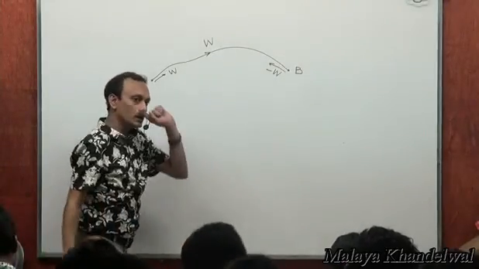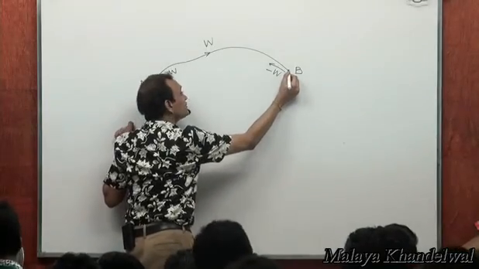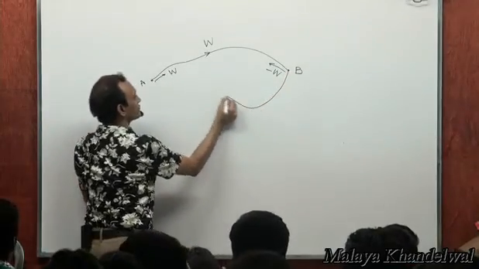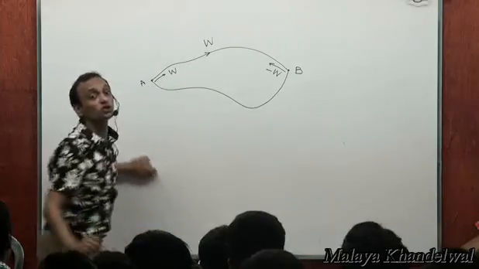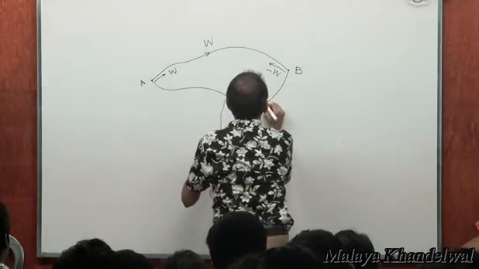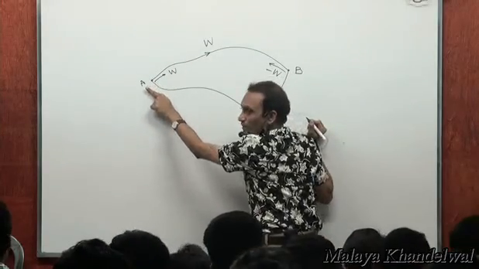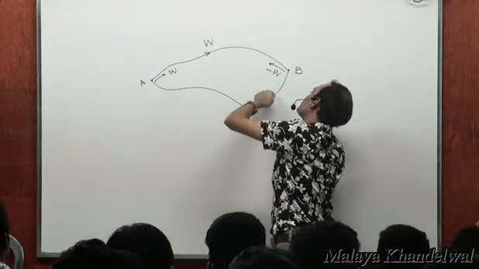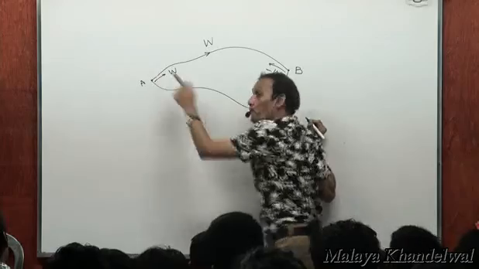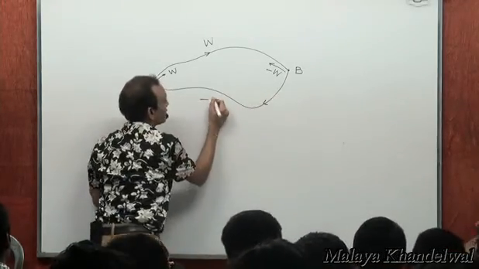Now, if this field was conservative, and if the work done from B to A along this trajectory was minus W, then what would be the work done from B to A along this other trajectory? Minus W. It would still be minus W. Right.